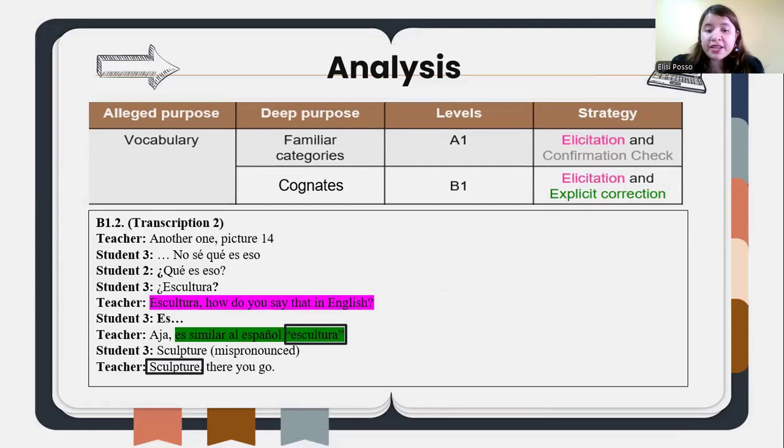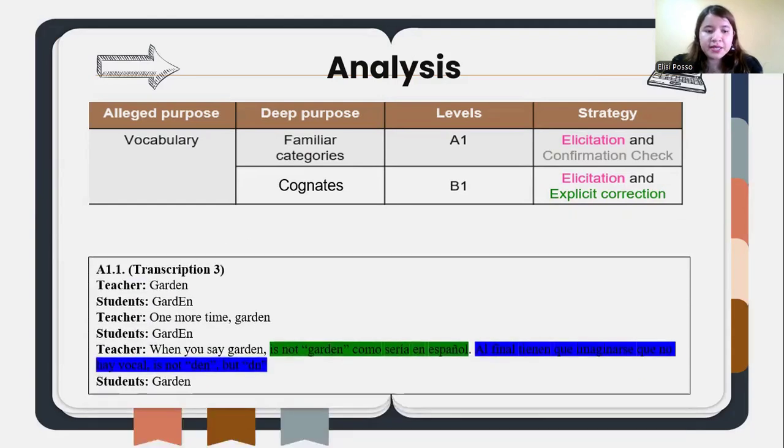Additionally, the use of Spanish is supported by elicitation, as you can see in the words highlighted in pink. But also she introduced explicit correction when she says "es similar al español escultura," providing valuable information that helps the student to correct the response by saying the full word sculpture rather than just scope. Okay, that's it.